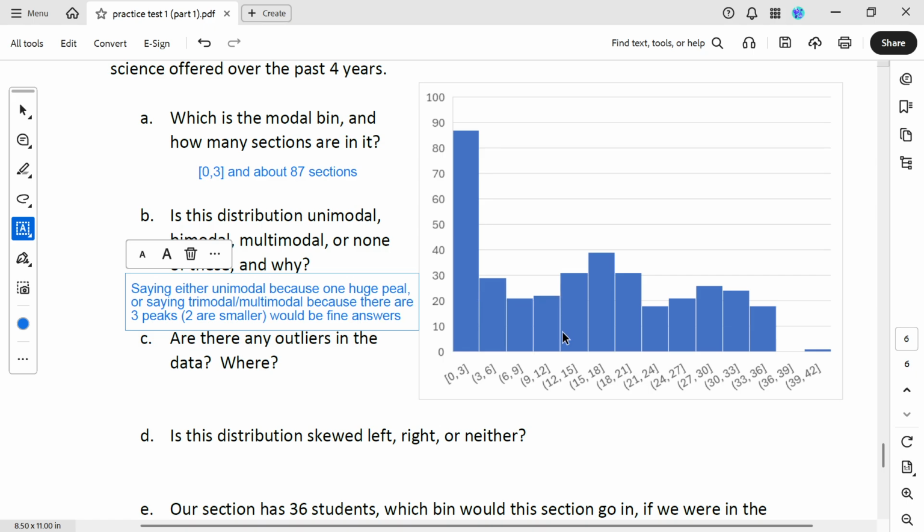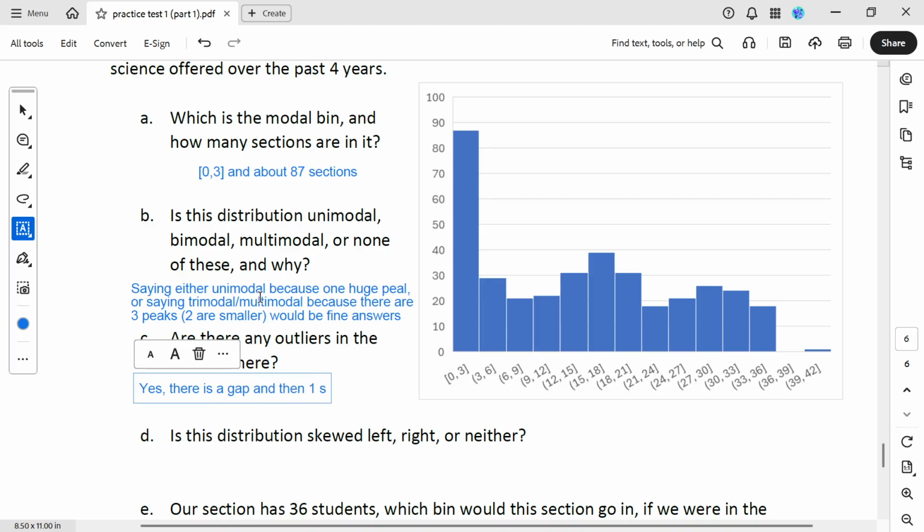Okay, are there any outliers in the data and where? So outliers are going to come after a gap, and yes, there is a gap here, and then there's one section that had a huge number of students. I remember when this happened, it was one giant linear algebra section, and we couldn't figure out a way to offer 2 sections. There is a gap, and then one section in the 39 to 42 bin.